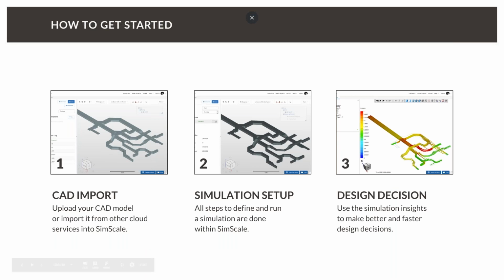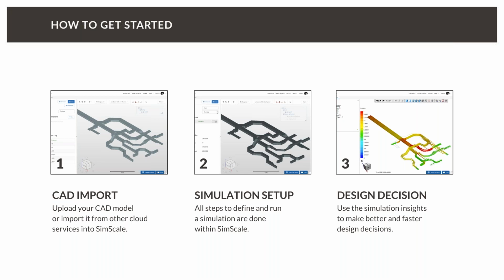Well, and what are we going to do? The first step is what we call the CAD import. For this, in this case, you need to go on the BIMobject website, download the CAD model, and then upload it to SimScale. But in the future, we'll also have a direct connection, a direct cloud-based data exchange between SimScale and BIMobject.